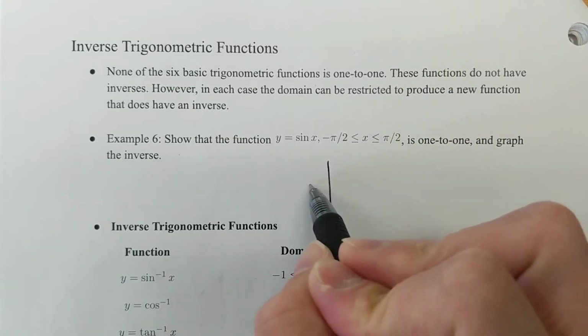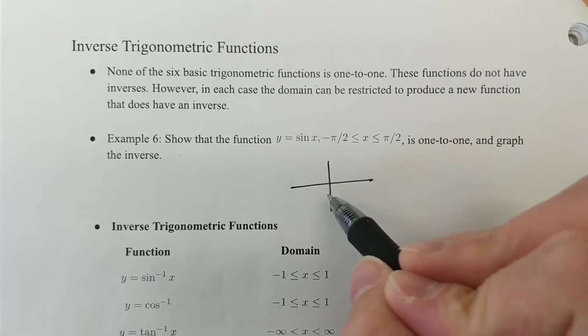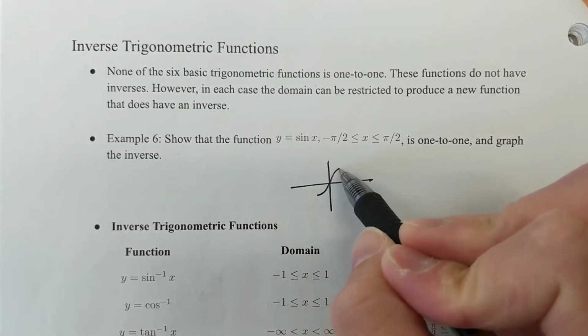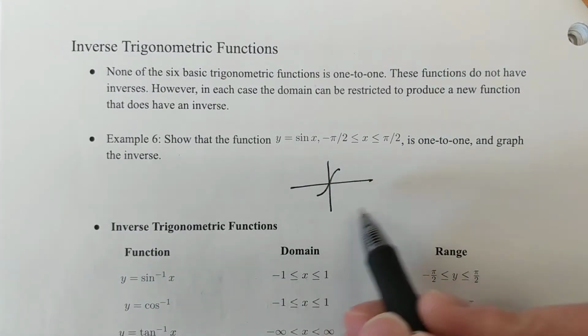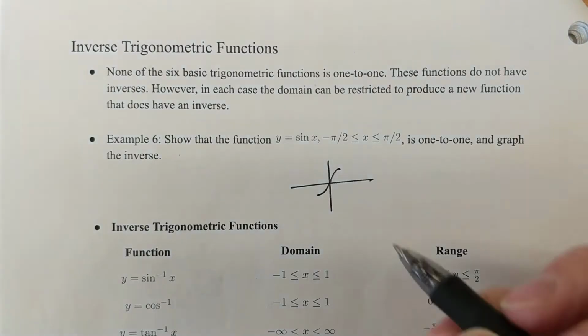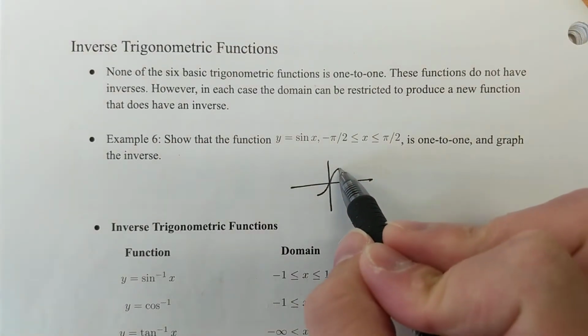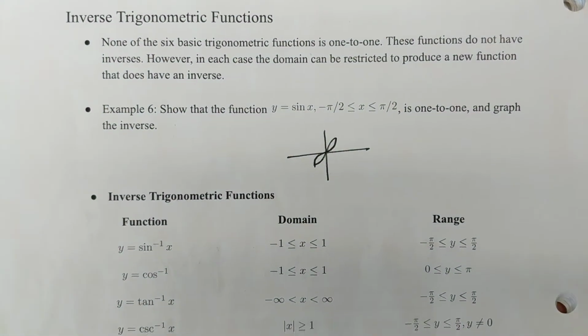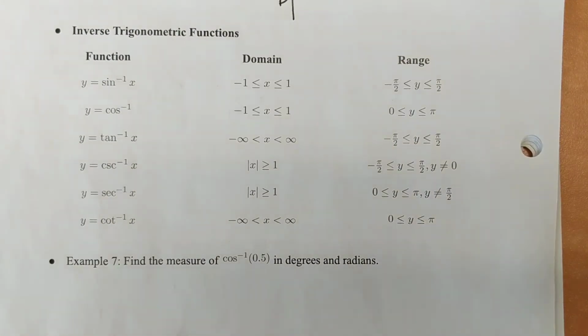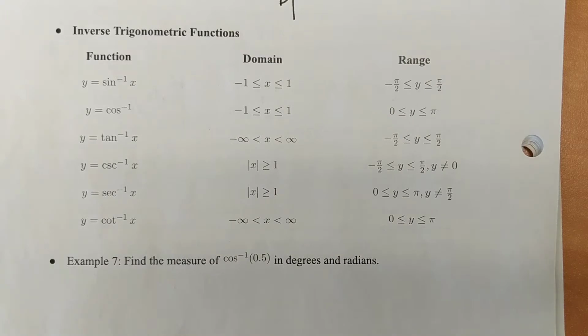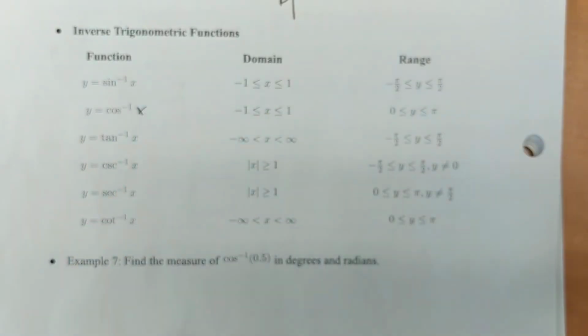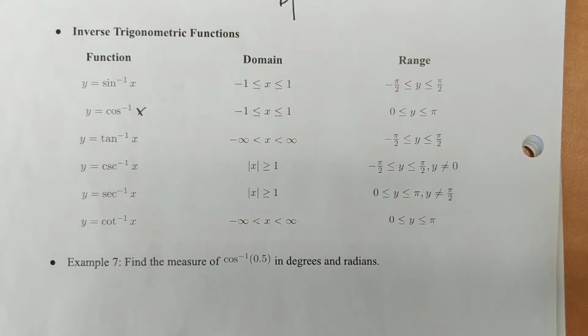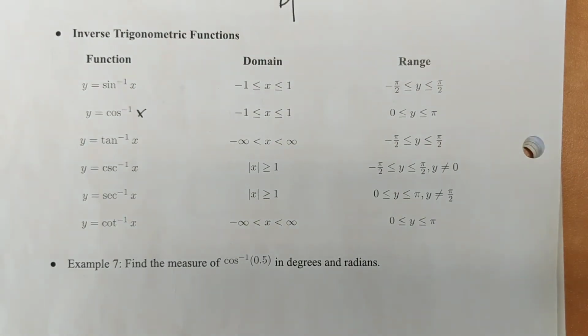So example 6 here says show that that's a 1-to-1 function. So the inverse sine for that section looks like that. So it passes the horizontal line test. And then the graph of the inverse would be something like that. So you get that nice little infinity looking loop. All right, so here are the rules for the inverse trig functions, with the domains and the ranges.